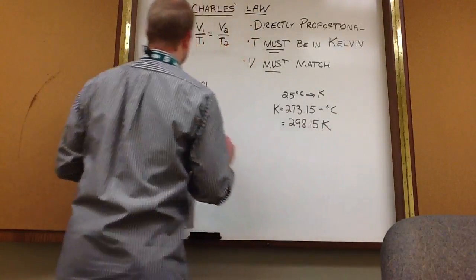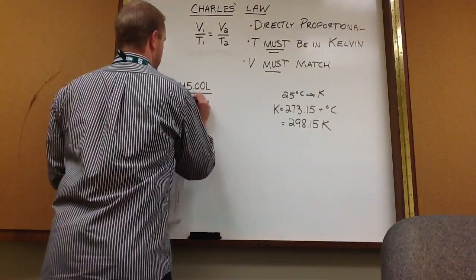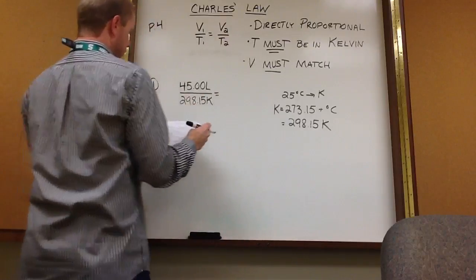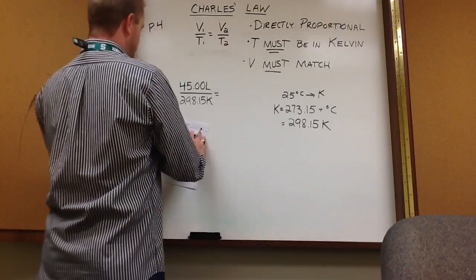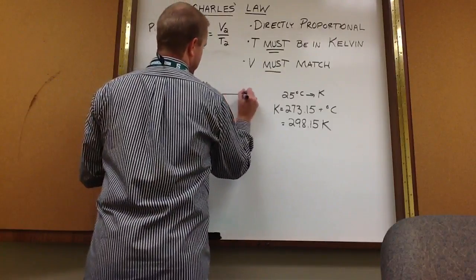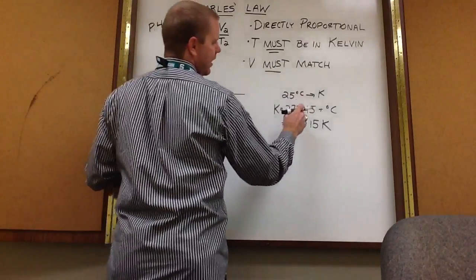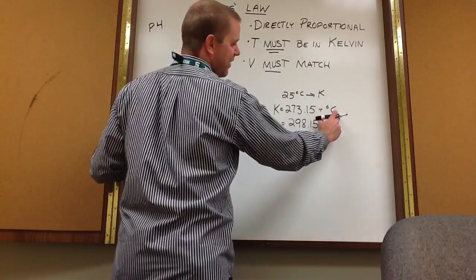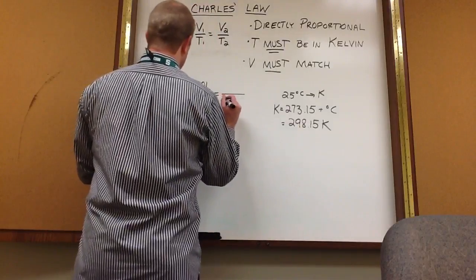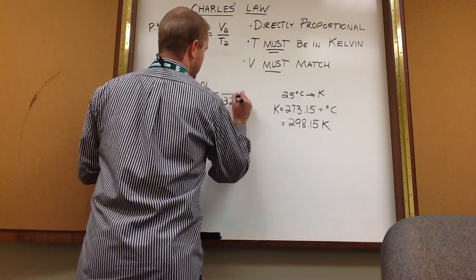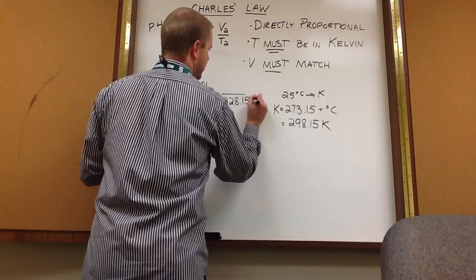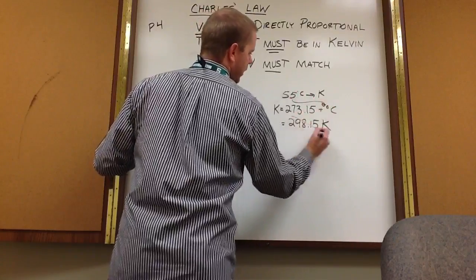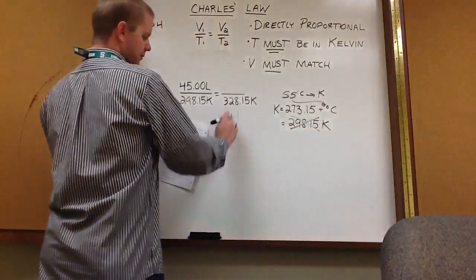Note, no degree symbol. Kelvin is not expressed in degrees. So this is 298.15 K. Equals, well, as we read the problem, it says to increase the temperature to 55 degrees Celsius. For time purposes, what that means is we would have added 273.15 plus 55 instead of 25. When we do that, that ends up being 328.15 Kelvin.